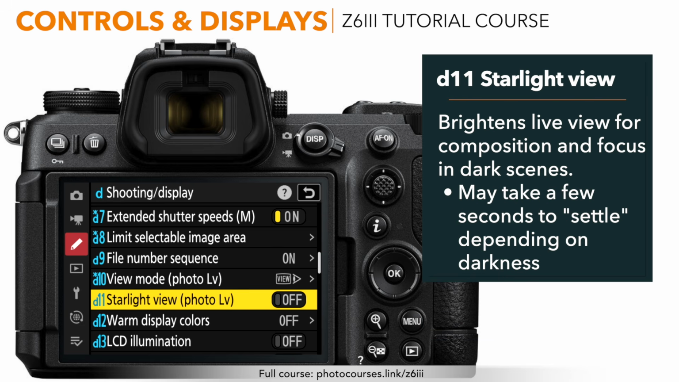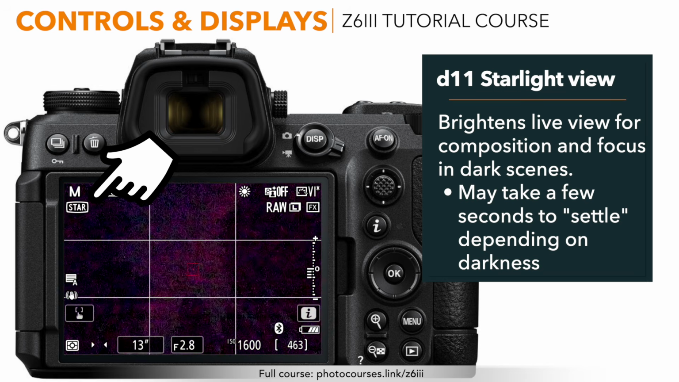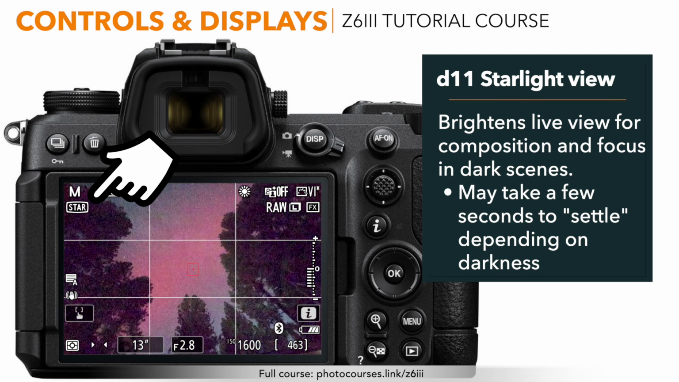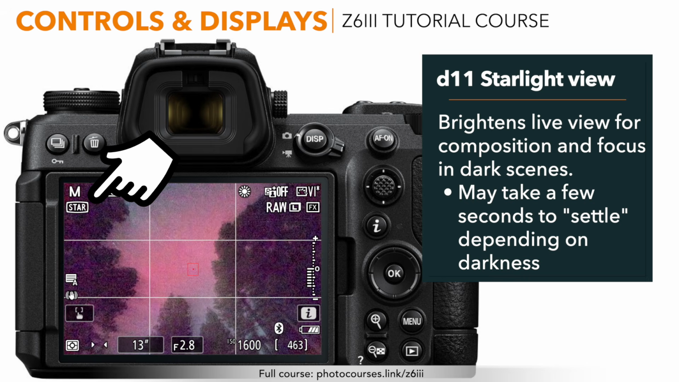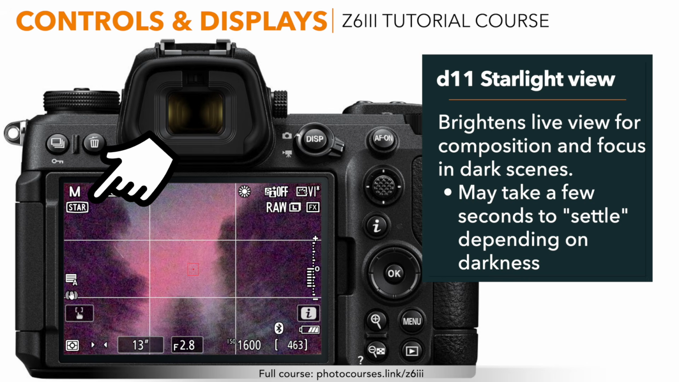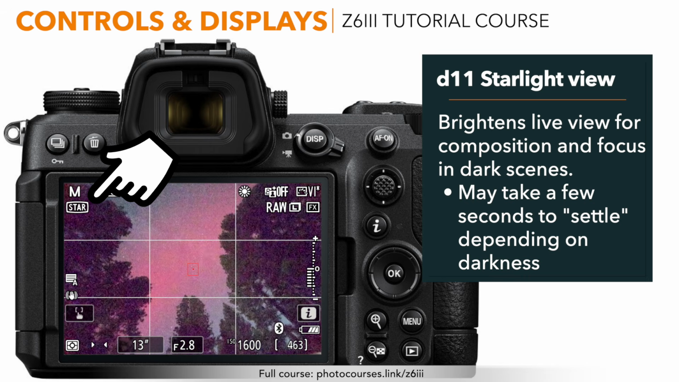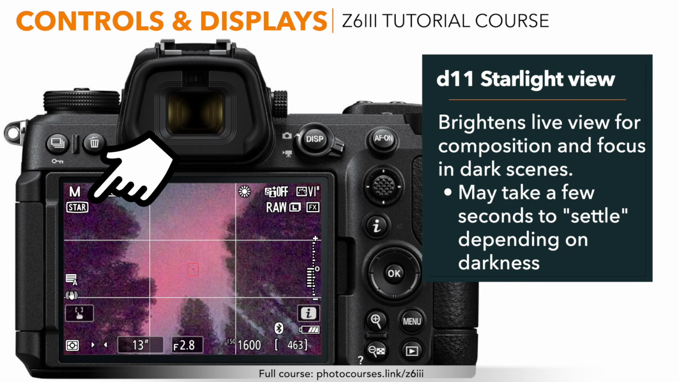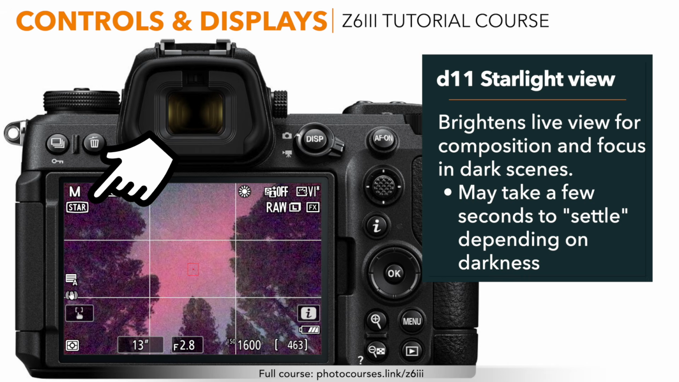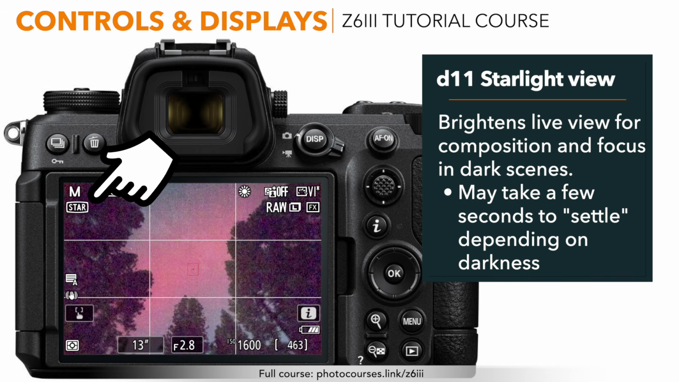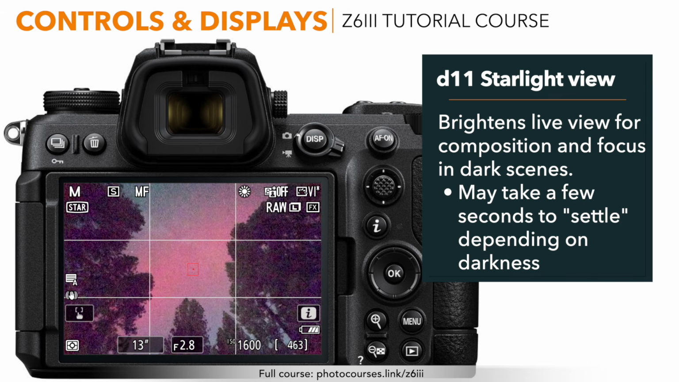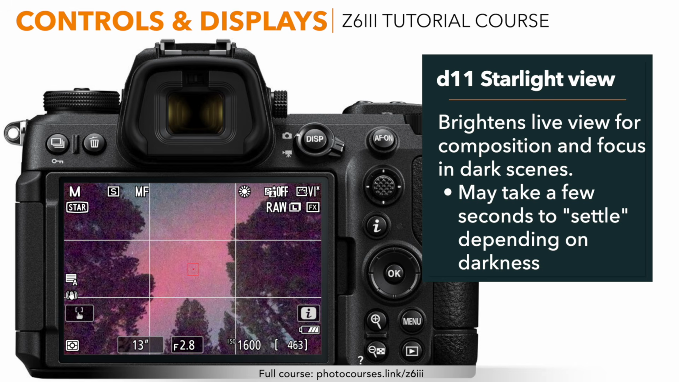Starlight view for photo live view. This is going to brighten the scene in front of you, which we saw earlier can help you focus in dark scenes, but it's also used to help you compose in dark scenes, like if you do astrophotography. Depending on how dark the scene is, it may take a few seconds for the live view to settle to something that's usable, so just don't move the camera around too fast. This requires that you move the camera you compose quite slowly.